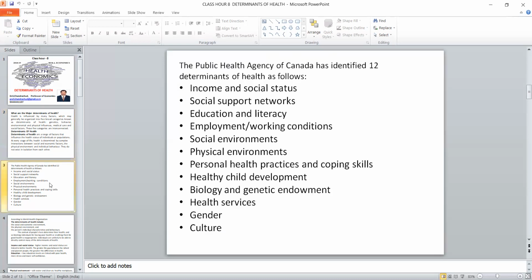Now I am mentioning the Public Health Agency of Canada, which identifies 12 determinants. What are they? Number one, income and social status, which plays a dominant role in health. The second one is social support network. The third is education and literacy. The fourth one is employment and working condition of the people. Next, the social environment. The next one is physical environment. The personal health practices and coping skills also play a dominant role in the health level. And healthy child development is an inevitable part of the determinants of health.